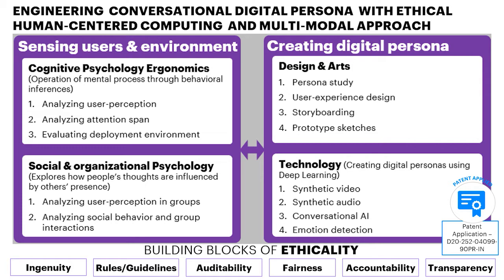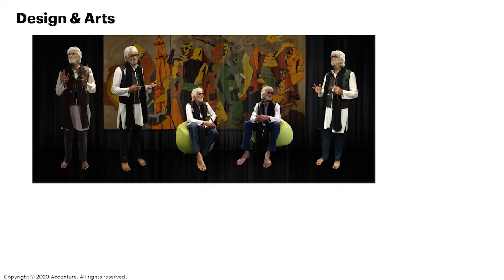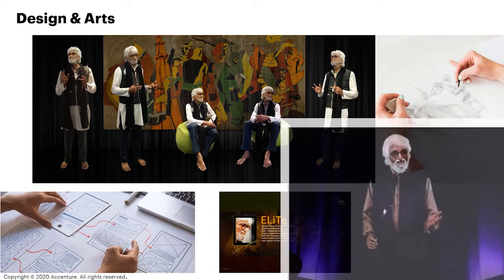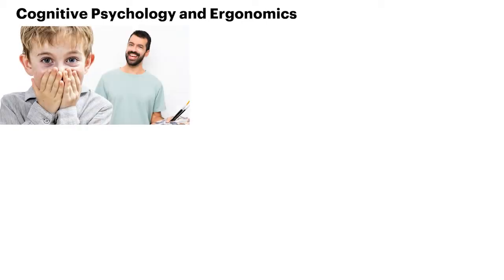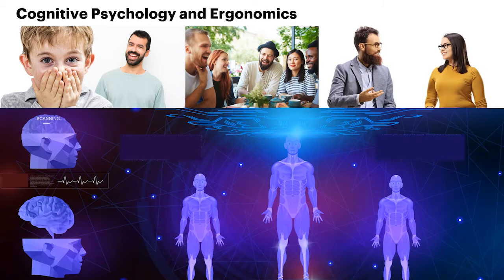First, coming to design and arts. We had to do a deep dive study of the persona himself. We had to understand how he dresses, how he talks, walks, etc. And interestingly, we found out that he does not wear footwear and always holds a brush. We did the prototype sketching and finally created the look for the user interface. Cognitive psychology and ergonomics simply refers to understanding the users and the deployment environment. So we studied how people would react. And for a more intensifying impact, we decided to go with a holographic projection.